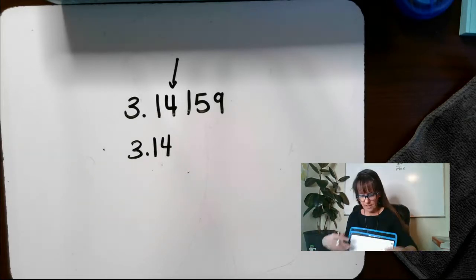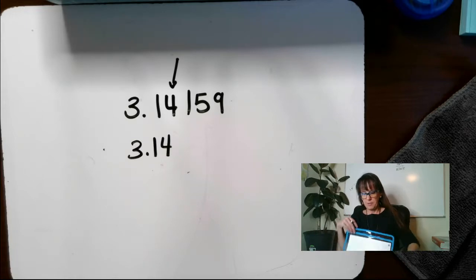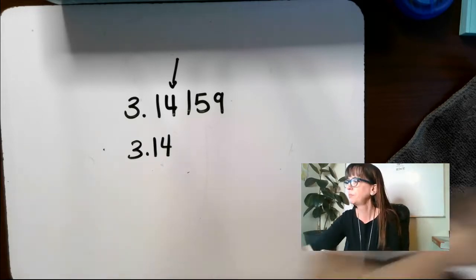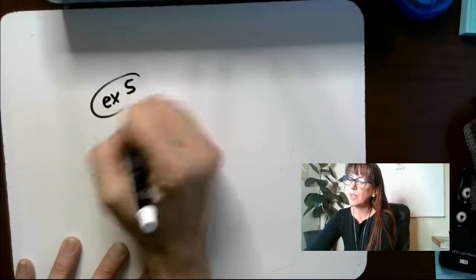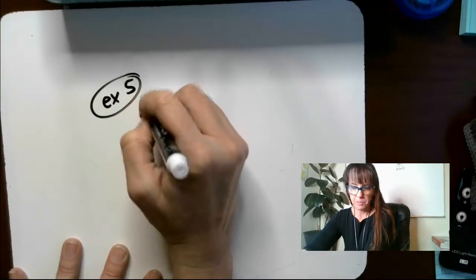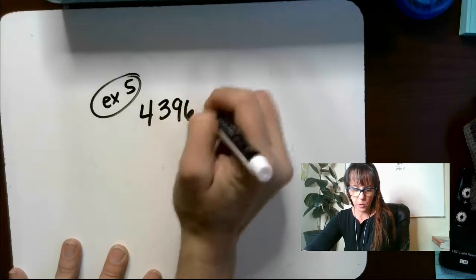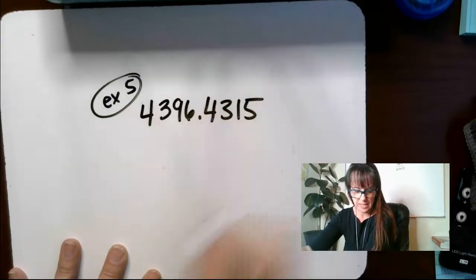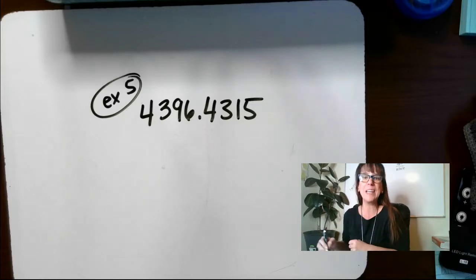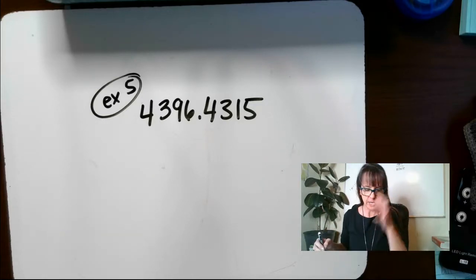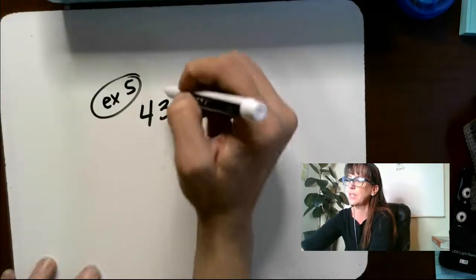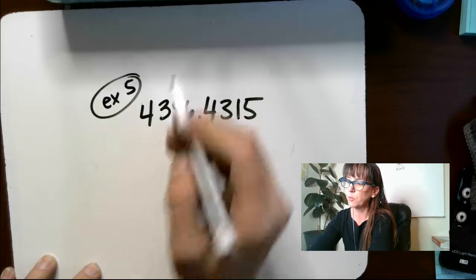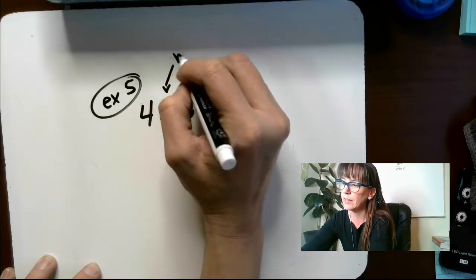All right, guys, next one. Let's see. For example number 5. Again, guys, I want you to write the problem down. So you write example number 5. You're going to write the problem 4396.4315 to the nearest 100. So your nearest 100, again, if we look at our place value, 100's the third one before that decimal. So that's going to be 1, 2, 3. This is our 100, right?